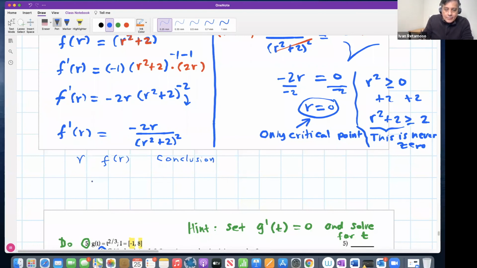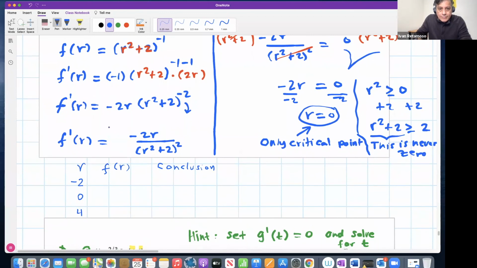We start with our endpoints, which were -2 and 4, and in between we write our critical point, 0. We're going to do evaluations of the original function, which is this. Here, the original function at -2, at 0, and at 4, and we'll write the answers here.